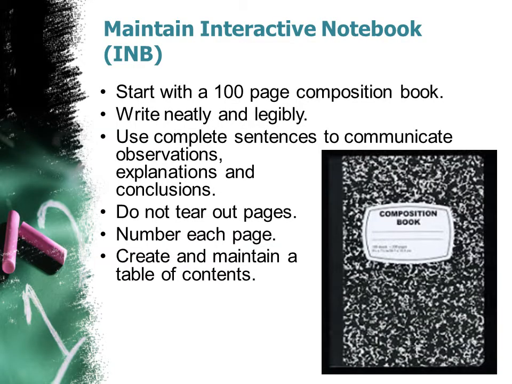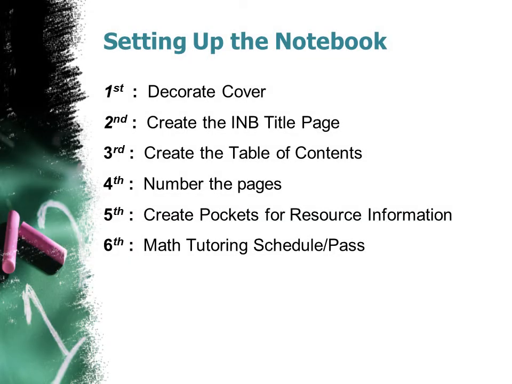First, a few suggestions on how to properly maintain an interactive notebook. Start with a 100-page composition book. If you pay attention to the back-to-school sales, you can find some good deals. In July, I found composition books for 50 cents each at my local Walmart. When creating and maintaining the content of your notebook, write neatly and legibly, use complete sentences to communicate, and never tear out pages.